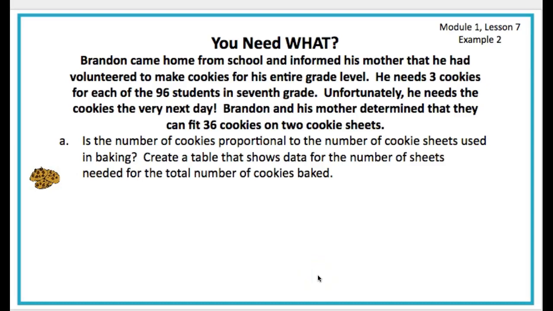Now we're going to look at Module 1, Lesson 7, example number 2. This can be found on page 27 of your workbook.